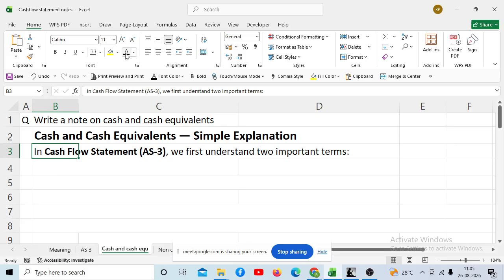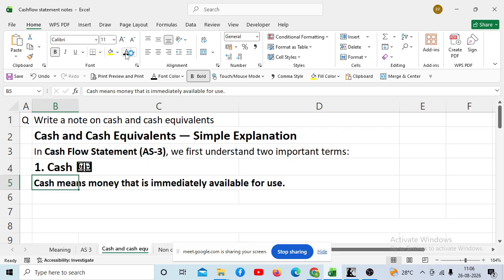See, in cash flow statement, we first understand two important terms. The first term is called cash. Just write down this number one and give the heading as cash. Done. Okay. So now what do you mean by cash? See, cash means money that is immediately available for use. Whatever money is immediately available for use, that is called as cash.